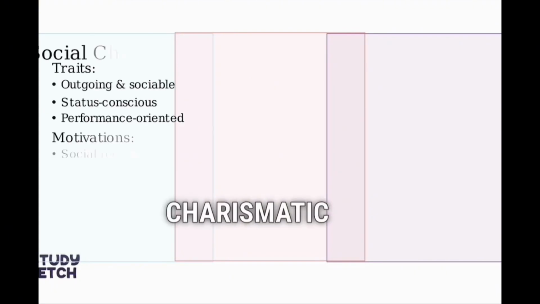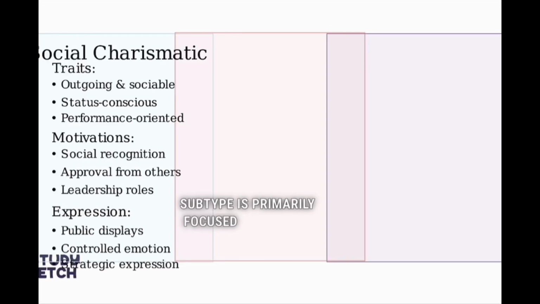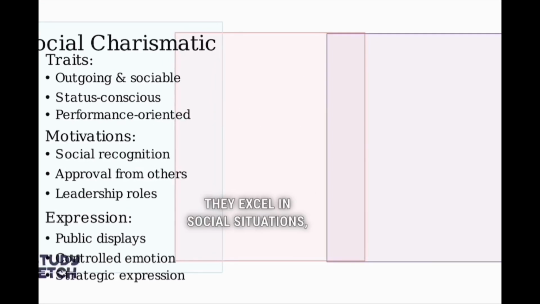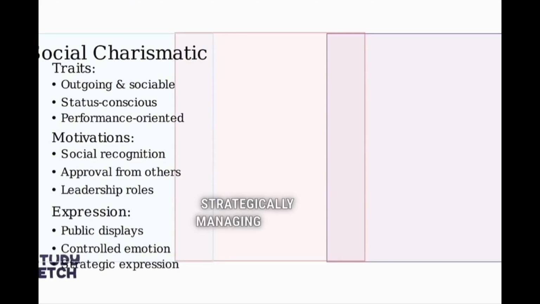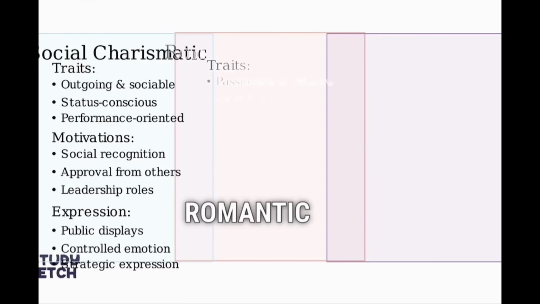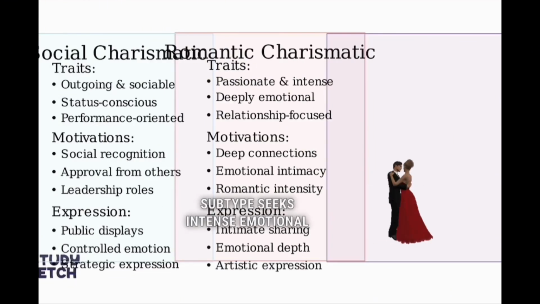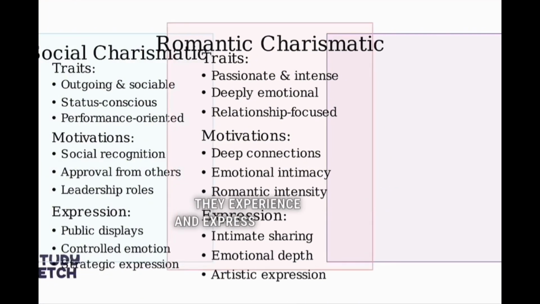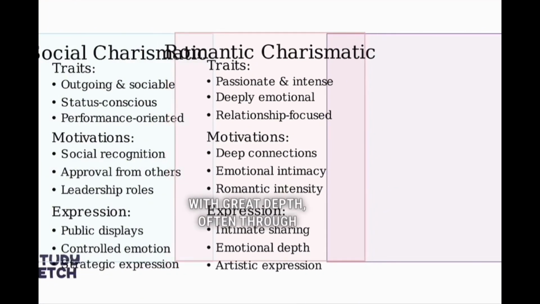The social charismatic subtype is primarily focused on gaining recognition and approval from others. They excel in social situations, strategically managing their emotional displays to maintain status and influence. The romantic charismatic subtype seeks intense emotional connections and deep intimate relationships. They experience and express emotions with great depth, often through artistic or creative means.